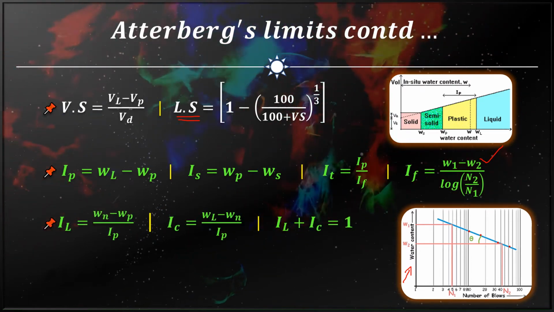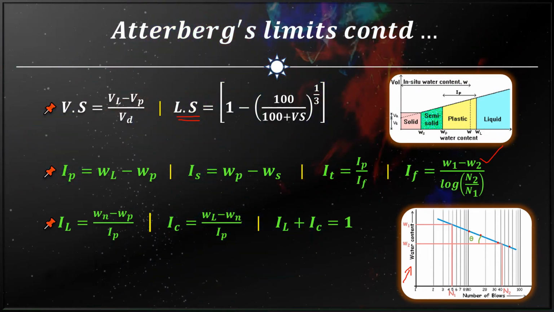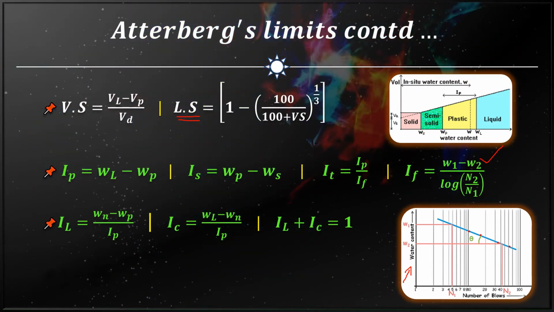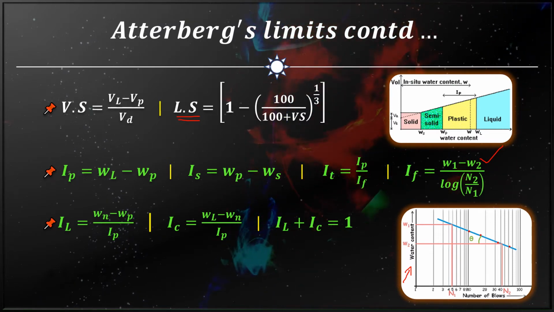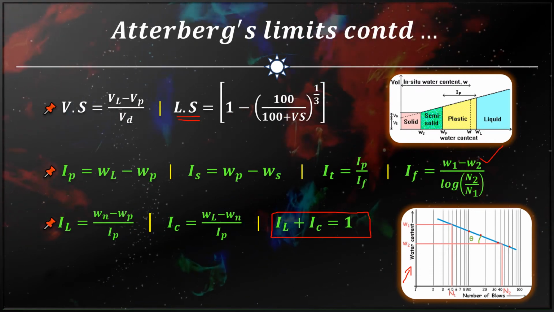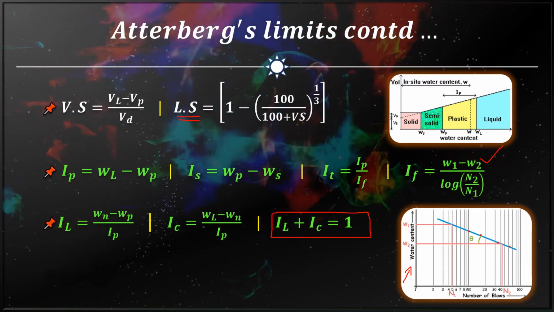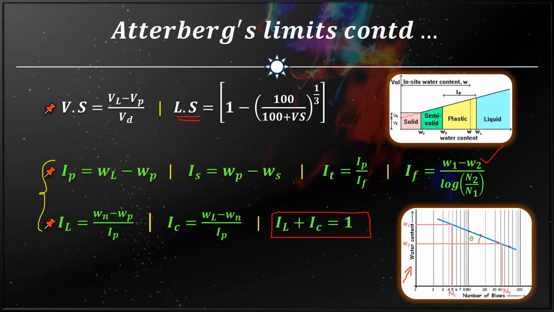And next is the liquidity index, which is given by (Wn minus Wp) divided by Ip. And consistency index is (Wl minus Wn) by Ip, and the summation of both liquidity and consistency indices is equal to 1. And now we shall see more about the range of these indices.